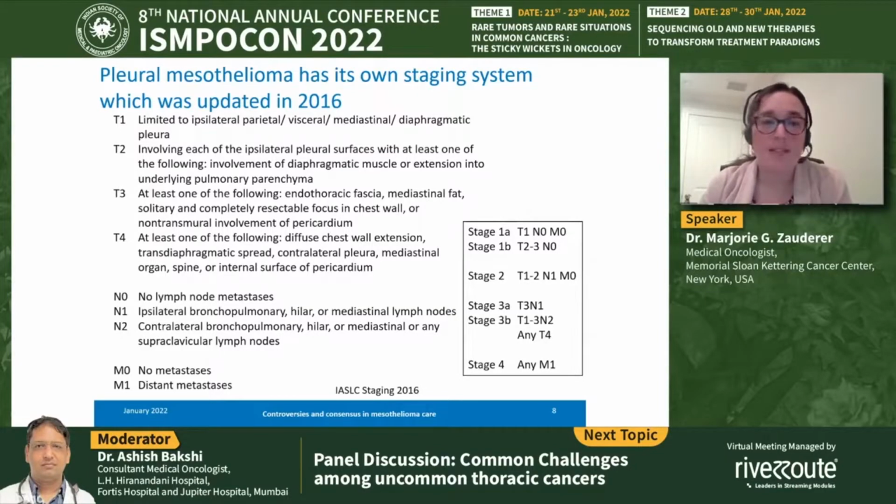As with other diseases, the TNM staging combines together for a numerical stage. Stages 1 through 3A are potentially resectable. Stages 3B and 4 are unresectable.